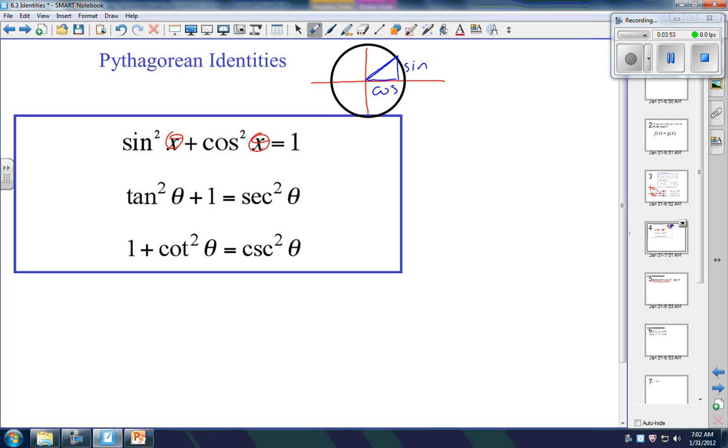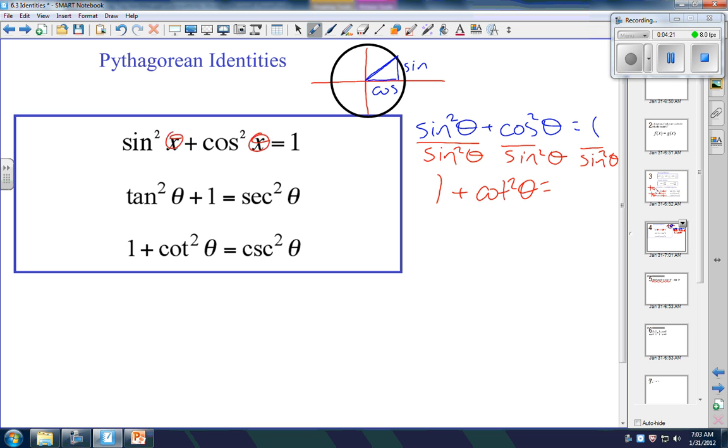Where these other ones come from, and not everybody remembered it, which is fine, because we only looked at it for a little bit. If I take this original identity and I say, I'm going to divide by sine squared, okay, that turns into 1 plus cosine squared over sine squared, which is cotangent squared, and 1 over sine squared is cosecant squared. That's how we get that one. Okay, you go back to the original again, and you divide by cosine squared instead of sine squared, and you will get this one here.